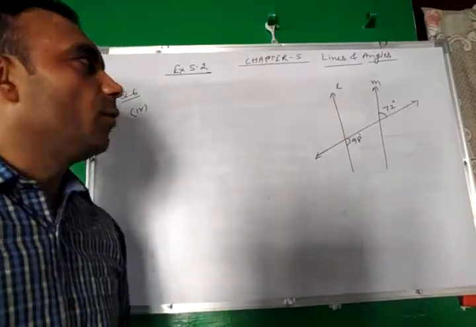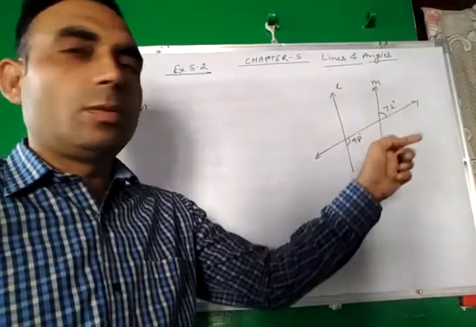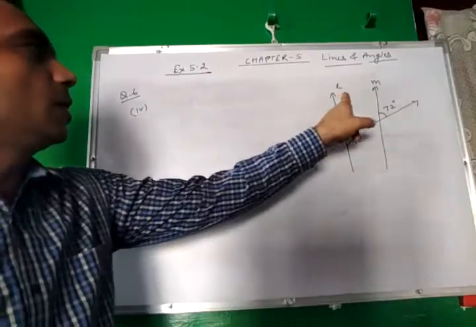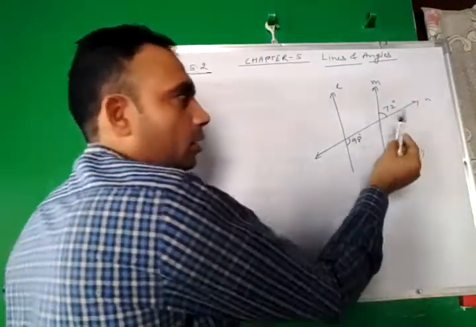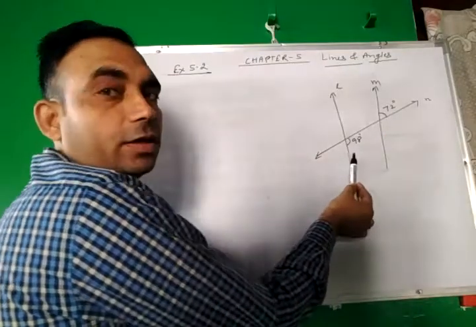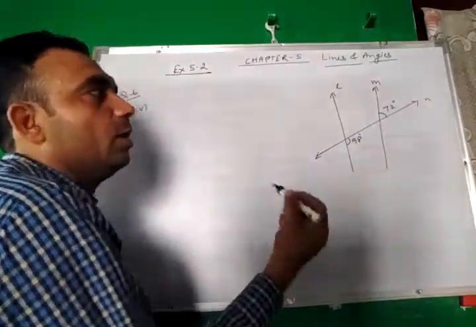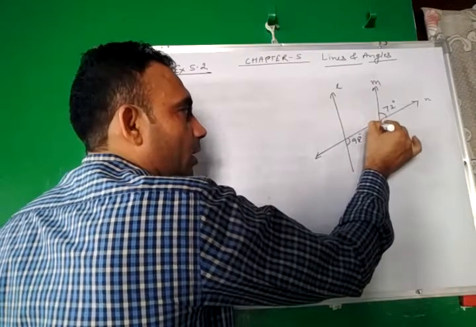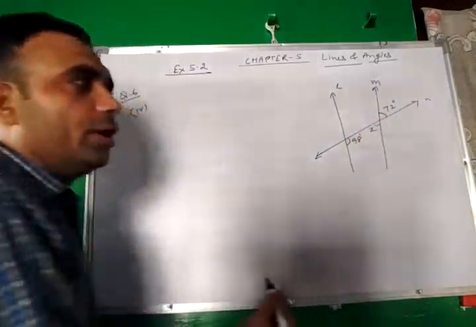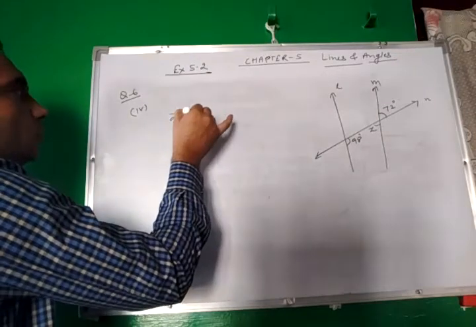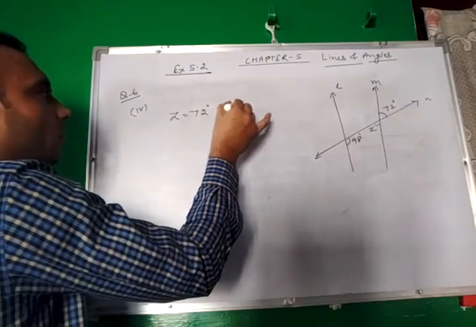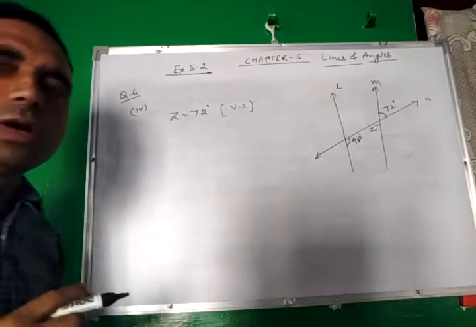Now in part number 4, question number 6, this is L, this is M, and this is the transversal. This angle is given as 72 and this is given as 98. We may use any method that is easier. Let us take co-interior angles again. Let this be Z. So Z is equal to 72 degrees by the property of vertically opposite angles.